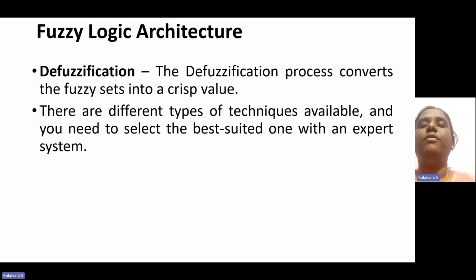So if the room temperature is cold, then the fan will be set to slow. If the room temperature is warm, then the fan speed will be set to medium. If the room temperature is hot, then the fan speed will be set to fast. So this way the processing will be happening with the help of fuzzy logic.